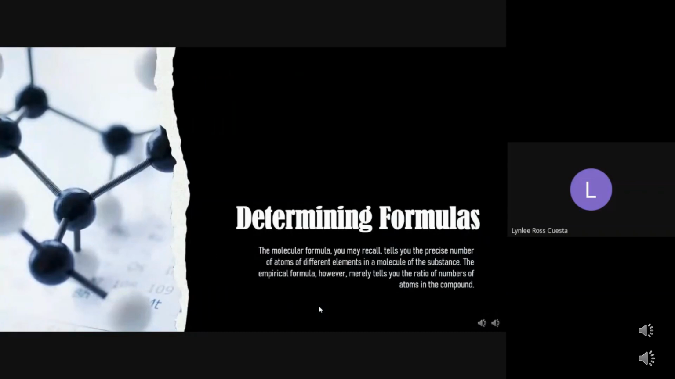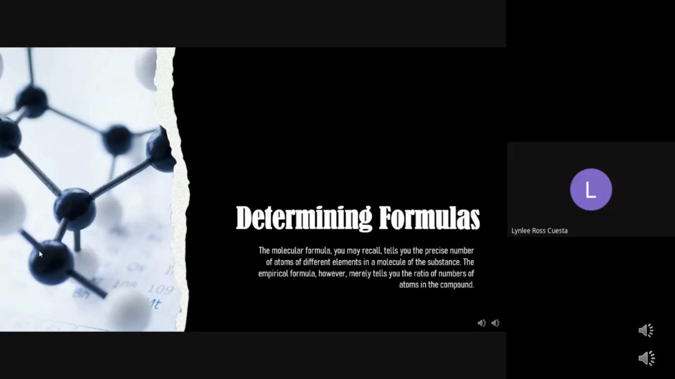Okay, so greetings everyone. We're still on chapter 3 or lesson 3, chemical reaction and stoichiometry, and we're already on determining formulas. The percentage composition of a compound leads directly to its empirical formula. When you say empirical formula or simplest formula of a compound, it is the formula of a substance written with the smallest integer or whole number subscript.